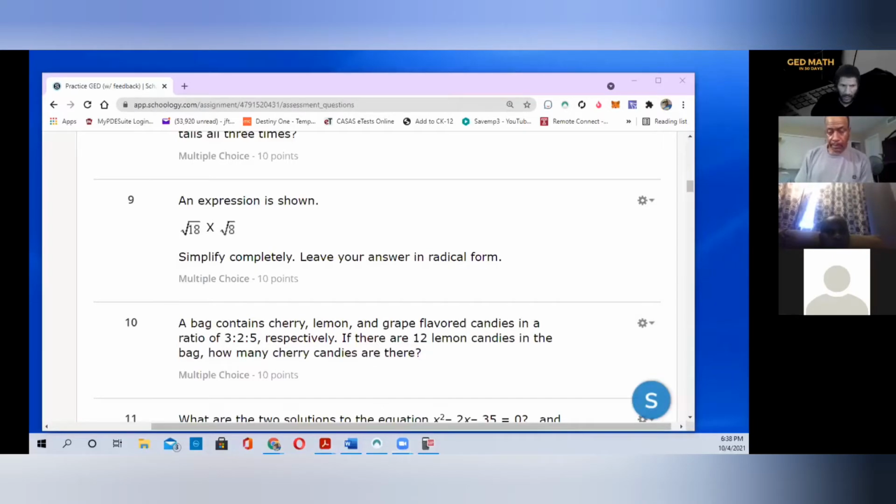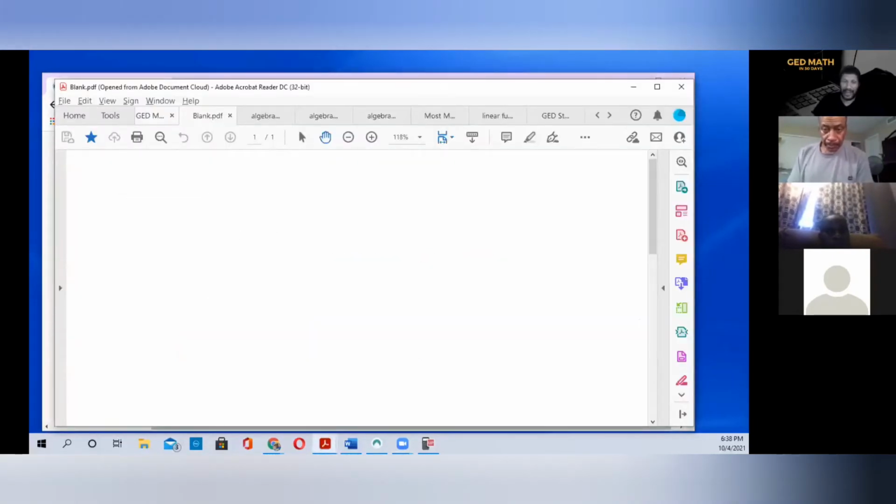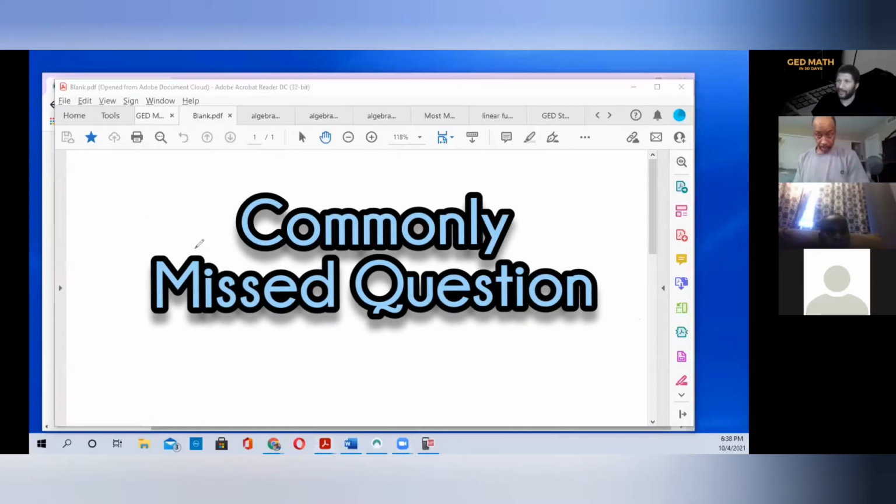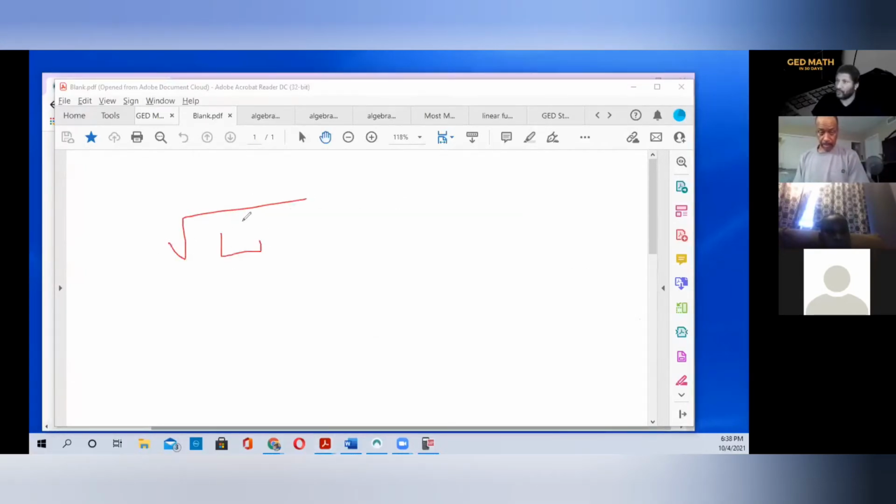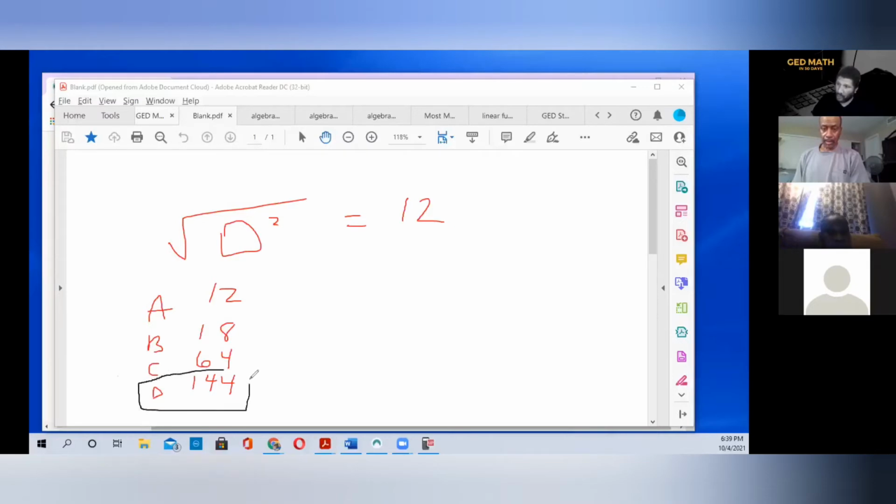Let me go to my Adobe. Let me go to my blank page. Right there. What they like to do is this problem right here, and a lot of people get it wrong. Square root of some number squared is equal to 12. And they'll have A, B, C, D. And they'll have 12, 18, 64, and 144. And I can tell you, matter of fact, people go see this problem, they pick 144 and they go to the next problem. And they just got that problem wrong.